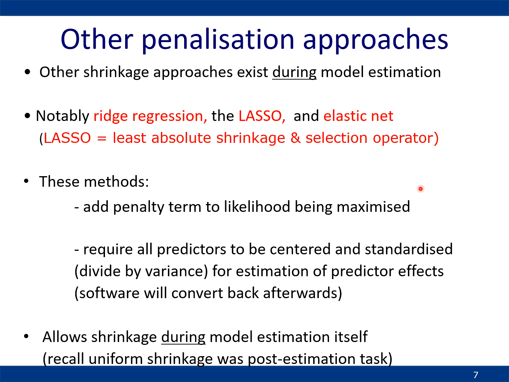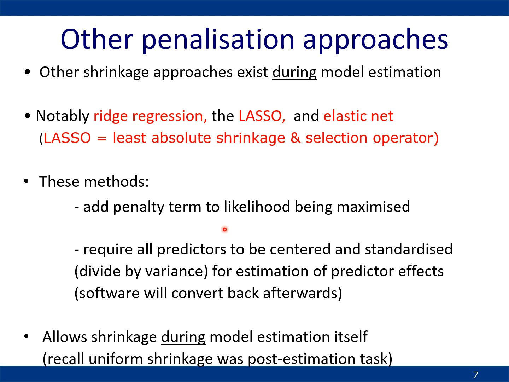But there are other penalisation approaches that actually act during the model estimation process itself. You may have heard of them: ridge regression, Lasso, which is least absolute shrinkage and selection operator, and elastic net. Now these methods modify the underlying statistical likelihood that's behind maximum likelihood estimation of logistic regression or Cox regression or linear regression. They adapt that likelihood by adding a penalty term, and this penalty term basically ensures that shrinkage occurs.